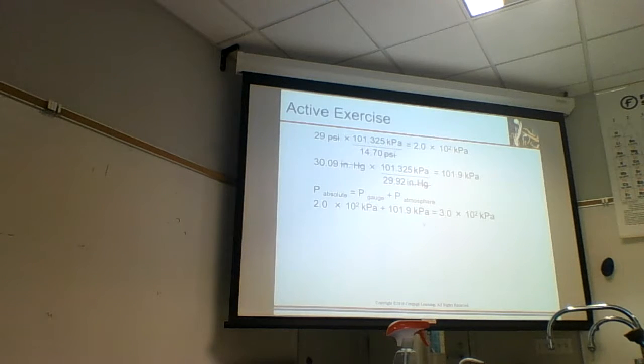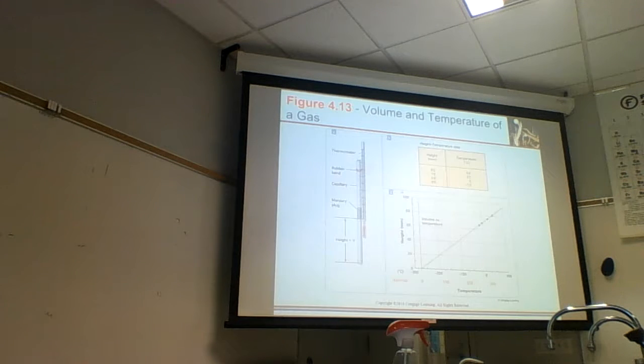This should come out 301.9. But we're only allowed 2 sig figs, so they rounded it to 3.0 times 10 squared, or 300. Okay, are we good with this? 300 kilopascal. Let's move on to this.